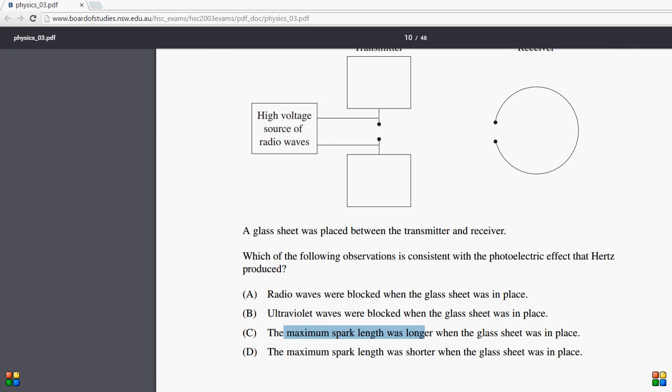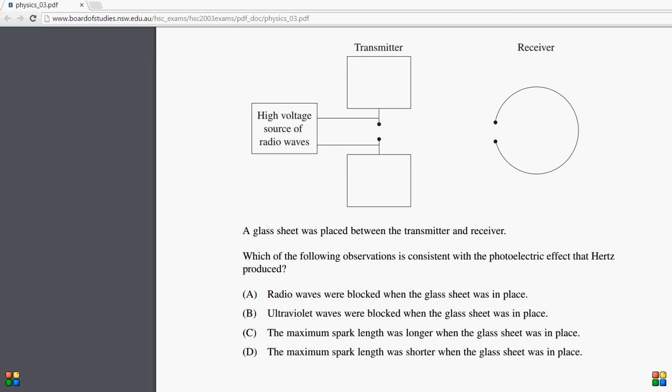The maximum spark was longer when the glass sheet was in place. This doesn't make sense because it implies that somehow, through the photoelectric effect, the electrons gained more energy to jump the gap. That doesn't make sense. But the maximum spark length was shorter. That makes sense because the radio waves had to penetrate the glass, so it would have lost some energy in that process.